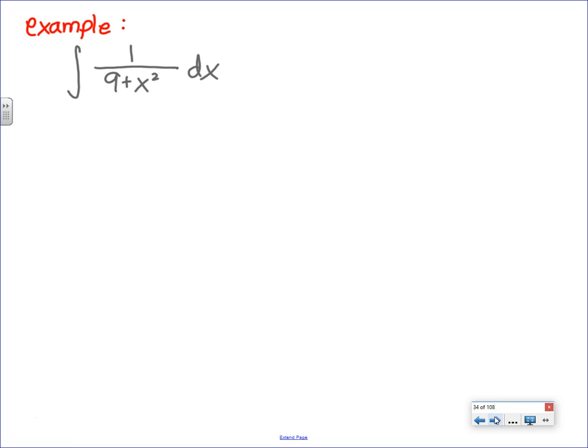Now let's just keep going. You can go one of two directions. You can say u is equal to the whole denominator. Let's see if it works with u sub. Or you could say, the denominator is something squared. It might be inverse trig. That's one of those.